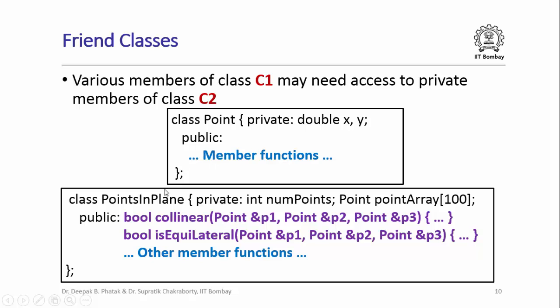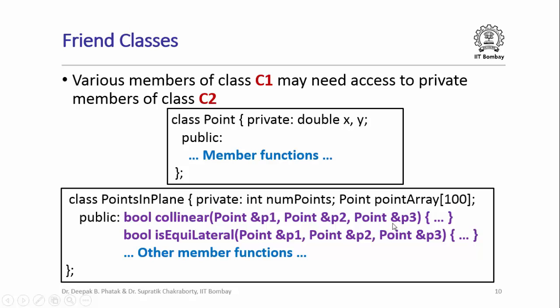Now, sometimes various members of the same class may need access to the private members of another class. So for example, here I have the class point, and here I have defined a new class called points in plane, which basically keeps track of a bunch of points, each being an object of the class point. How many points does it keep track of? That is stored in this data member, and the specific points are stored in this array of size at most 100. And then there are several public member functions of this class.